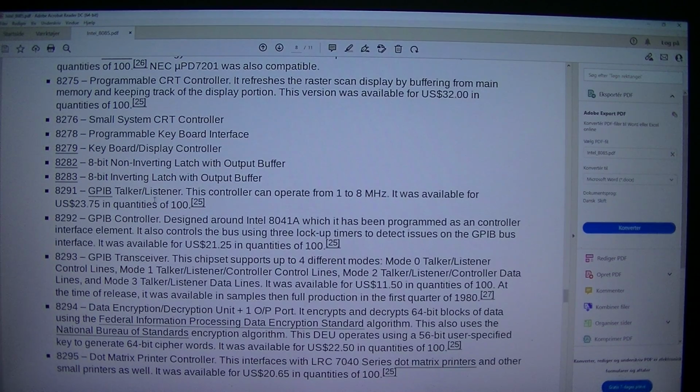8291 GPIB talker/listener. This controller can operate from 1 to 8 MHz. It was available for $23.75 in quantities of 100.